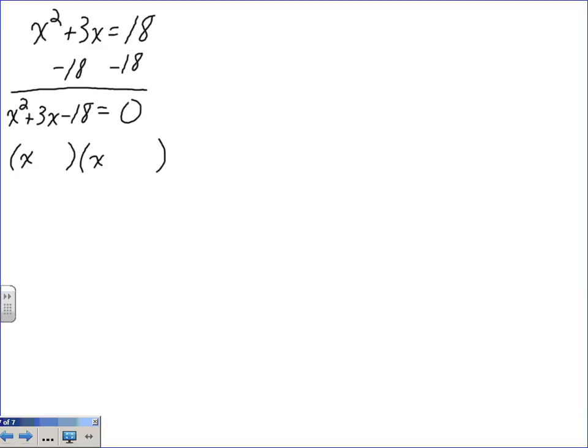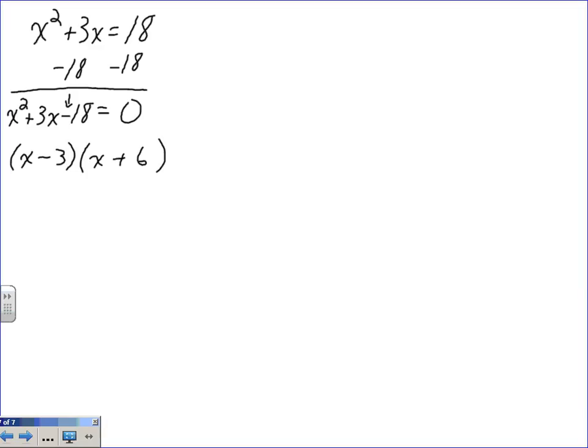What two numbers multiplied together? Can I use 9 times 2? Well, not really, because 9 and 2, I can't get 3x out of 9 and 2. So what else? Well, maybe I could use 6 and 3. I know the signs will be different because I have a negative 18. So one's going to be a negative, one's going to be a positive. And I think 6 and 3 will do it. I need a positive 6 and a negative 3.